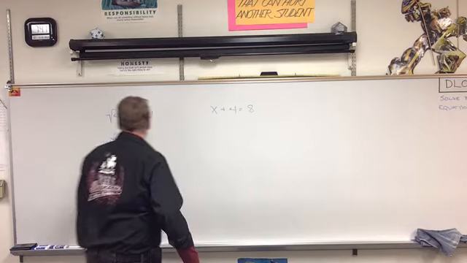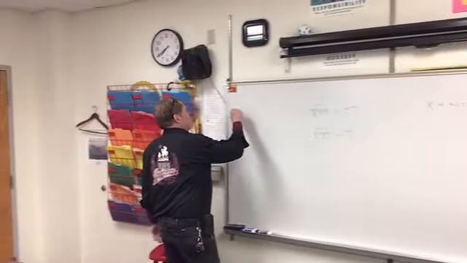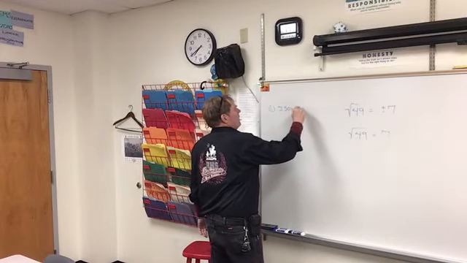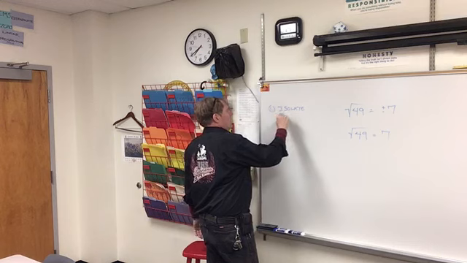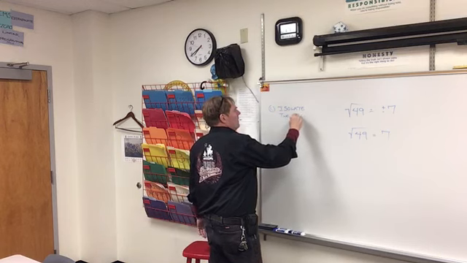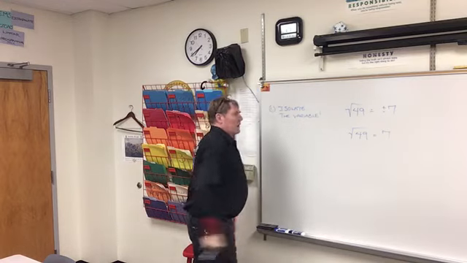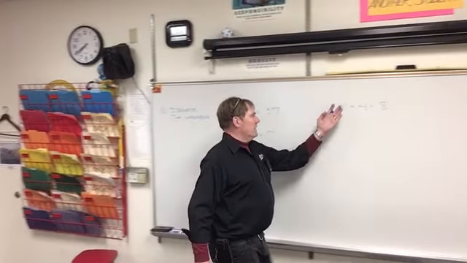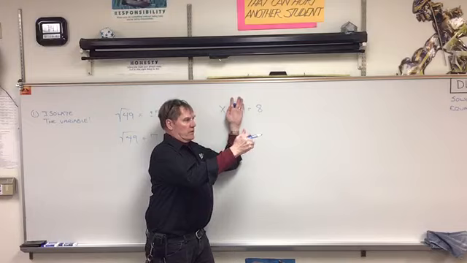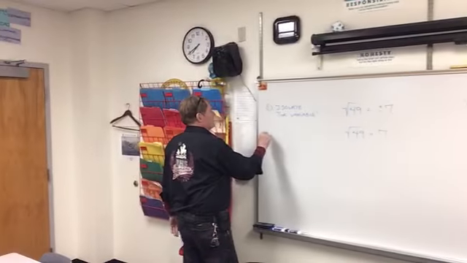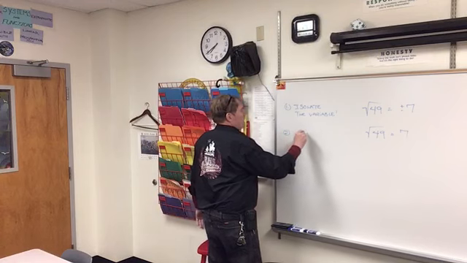The 3 rules of algebra. Number 1, isolate the variable. Get all the letters by themselves. When you see something like this, it's solved. All the numbers are on one side, all the letters are on the other side. Number 2, do the opposite. The opposite function.